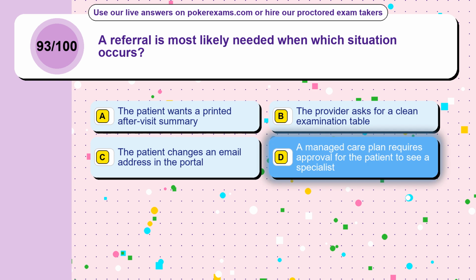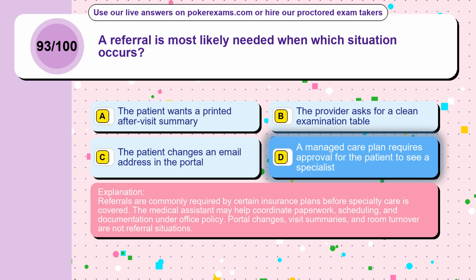The correct answer is option D. A managed care plan requires approval for the patient to see a specialist. Referrals are commonly required by certain insurance plans before specialty care is covered. The medical assistant may help coordinate paperwork, scheduling, and documentation under office policy.